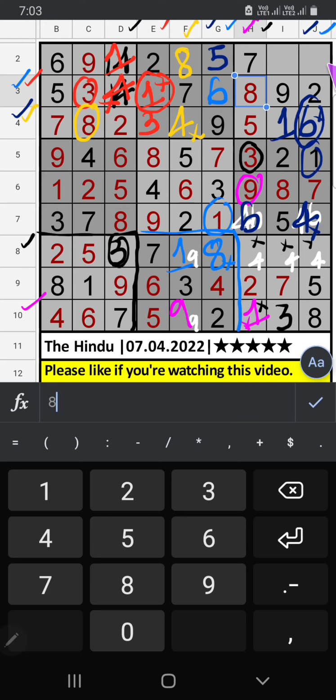Column J, 2 numbers are remaining, 3 and 9. Second row, we have 9. So 9 can't come in the cell. 9 is confirmed here. Then 3 is here. Second row, only 1 number is remaining, 4 is confirmed here. 8th row, 2 numbers are remaining, 6 and 4. Column I, we have 4. So 4 can't come in this cell. 4 is confirmed here, then 6 is here.